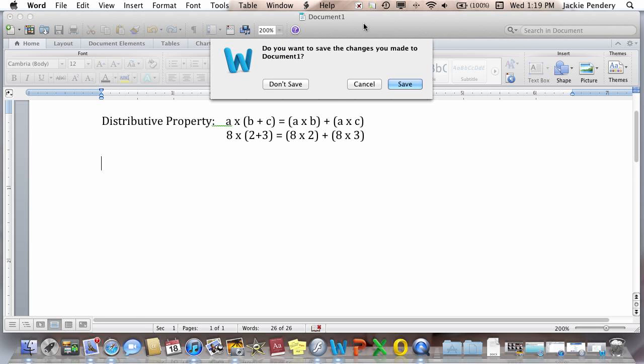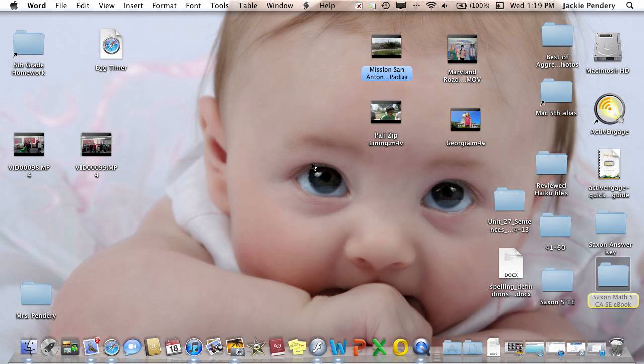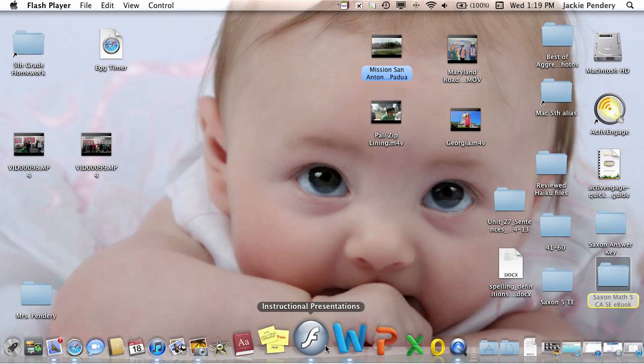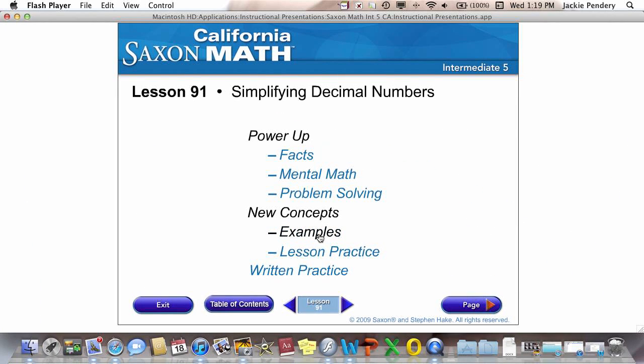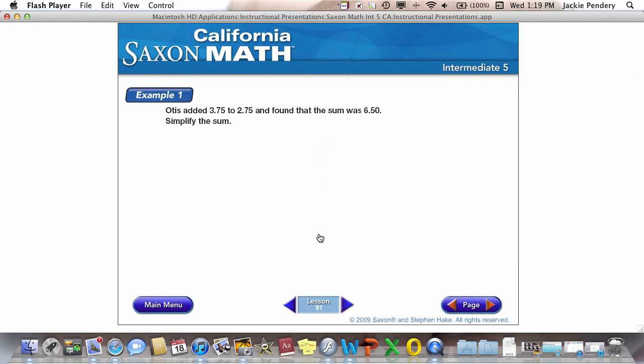And get rid of this. And we want this. Come back. All right, so lesson 91, simplifying decimals. Just like we simplify a fraction, we can simplify a decimal. Simplifying a decimal means getting rid of extra zeros. Okay, so what do I mean by an extra zero?